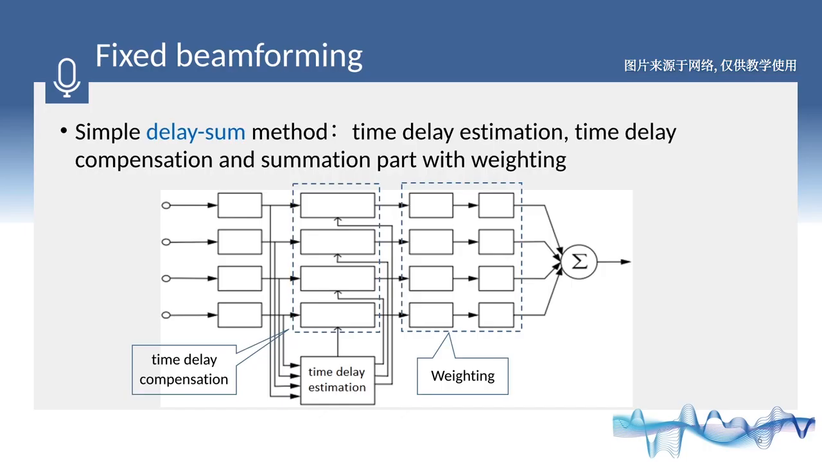The delay sum method can be divided into 3 parts: time delay estimation, time delay compensation, and the summation part. There are many weighting methods for the summation part. The simplest is average weighting.